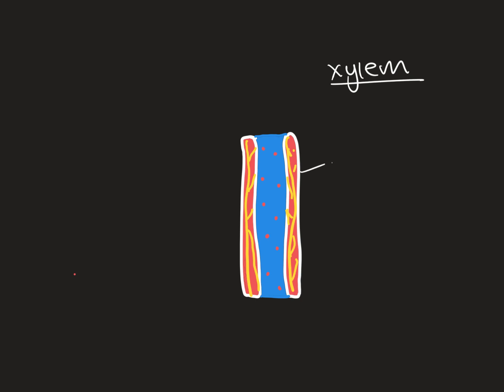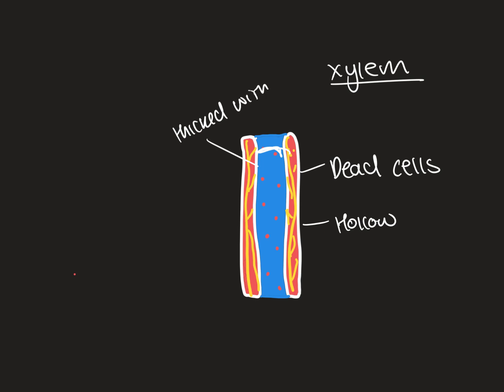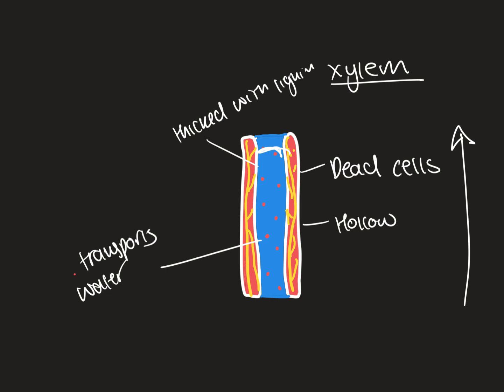The xylem is made out of dead cells whose inner cell walls have disintegrated, creating a long hollow tube. The outside walls of the xylem are thickened with a substance called lignin. All of this helps support its role in transporting water from the roots to the shoots, so in one direction only.